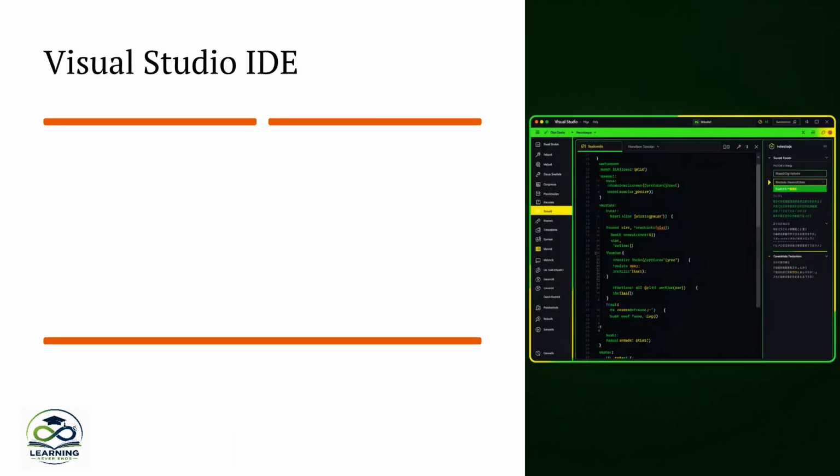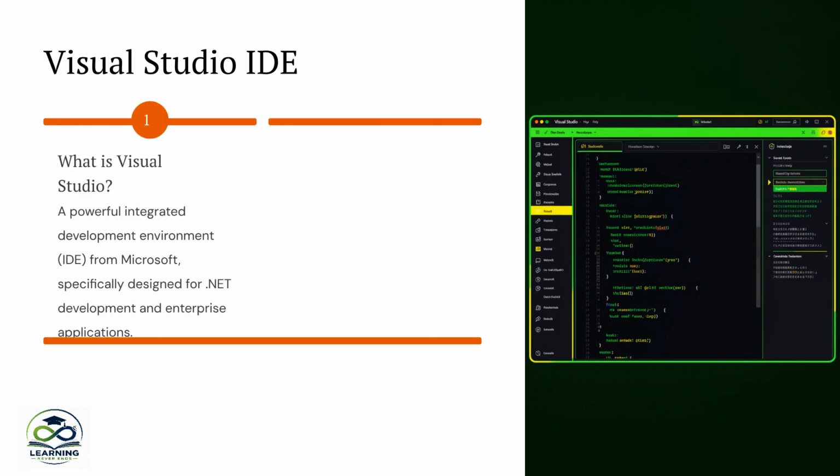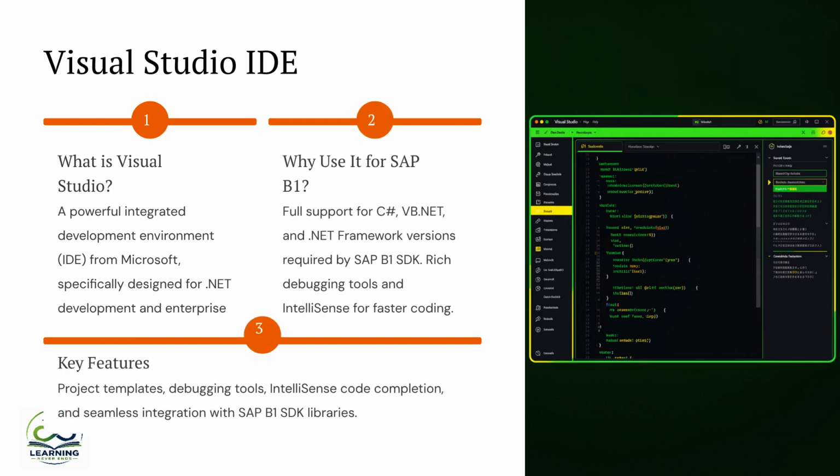Visual Studio is the recommended integrated development environment, or IDE. It offers full support for C#, VB.NET, and the .NET framework versions required by the SAP B1 SDK. Key features include project templates, debugging tools, IntelliSense code completion, and seamless integration with the SAP B1 SDK libraries.